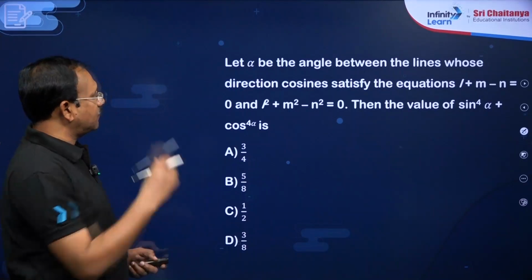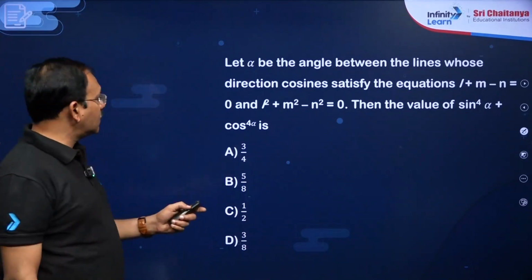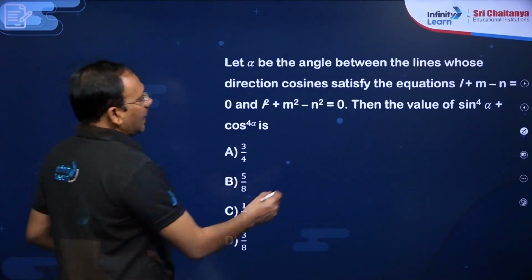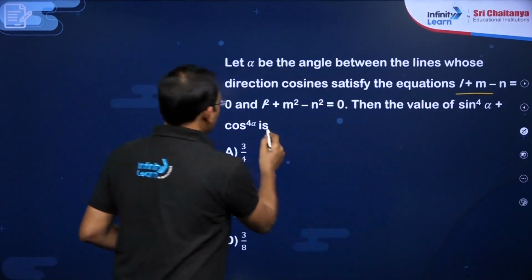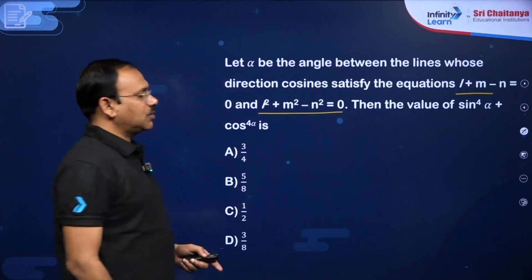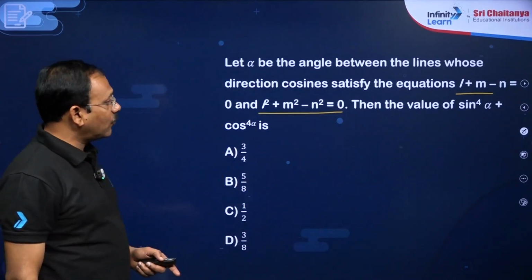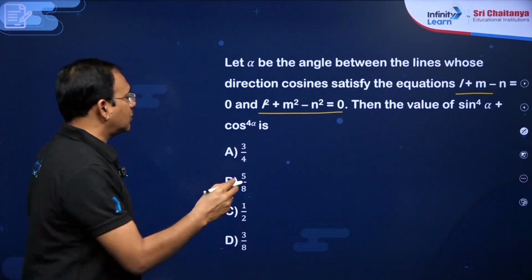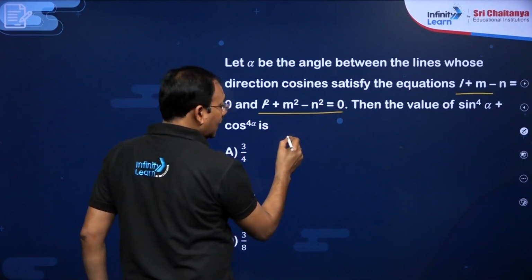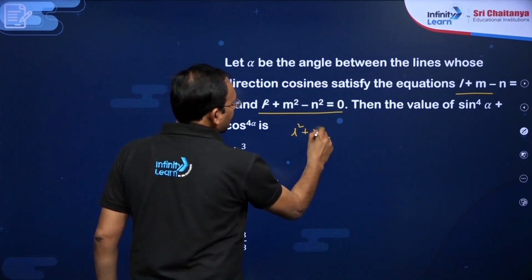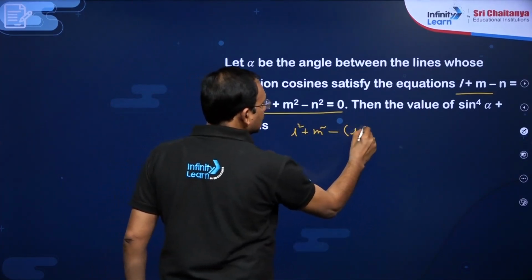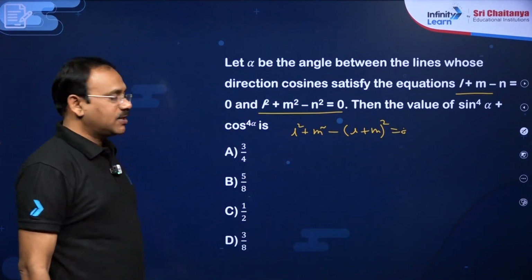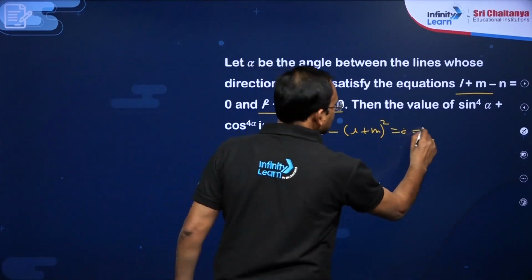Next, you see this question, let alpha be the angle between the lines whose direction cosines satisfy the relation. You see L plus m minus n equal to 0, L square plus m square minus n square equal to 0. Then find the value of sin power 4 alpha plus cos power 4 alpha, dear students. You see here also you try to eliminate n so that L square plus m square minus (L plus m) whole square equal to 0, right dear students. So that you will get 2lm is 0.